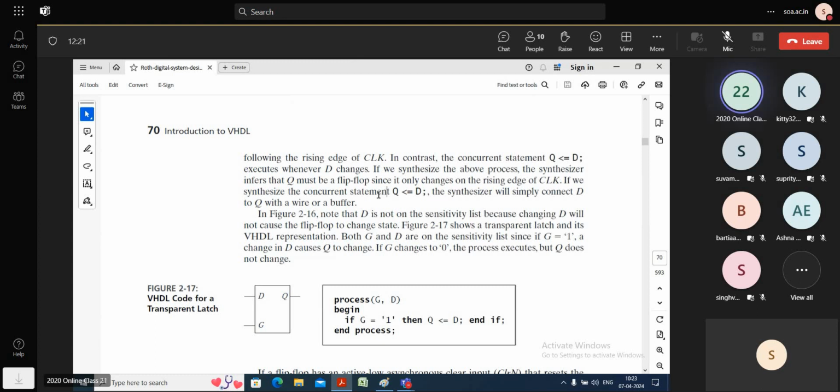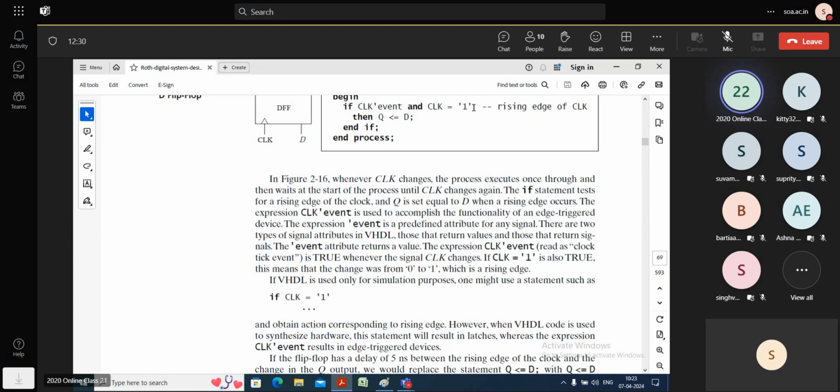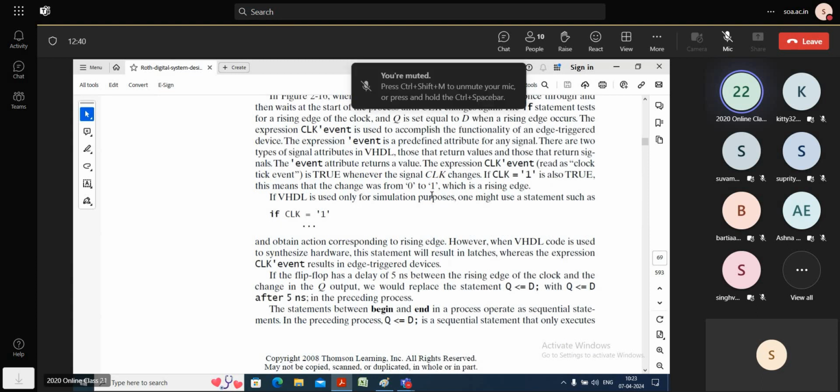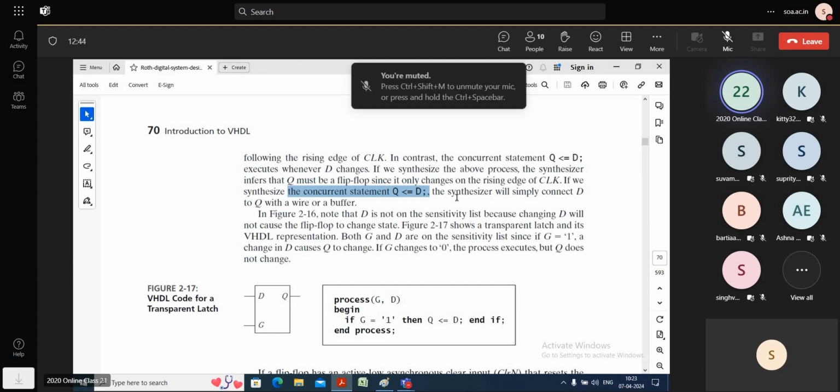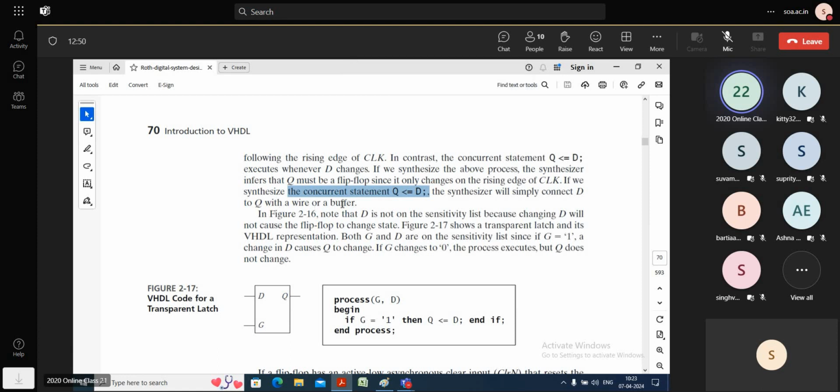So if we use only the concurrent statement Q <= D, okay. Here what we have written is if CLK'event and CLK = 1, then Q becomes D, which means there is a change in the clock, that is the rising edge of the clock. But if it is only the concurrent statement Q <= D, then what will the synthesizer do? It will simply connect D to Q with a wire or buffer. So now it will not infer that this is a flip-flop. But in the example, we have written that there is a clock event, so on the rising edge of the clock it changes. So now the synthesizer will infer that Q must be a flip-flop.